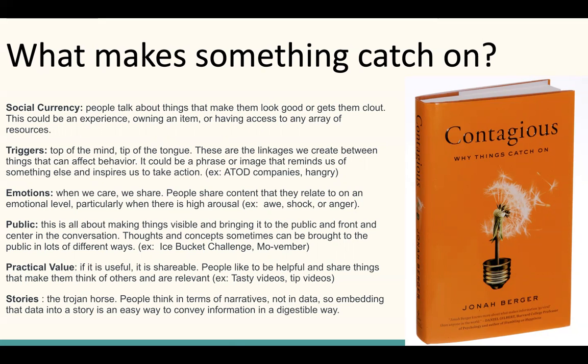Practical value. If it is useful, it is shareable. People like to be helpful and share things that make them think of other things that are relevant. This could be like tasty videos or tip videos. Stories. The Trojan horse. People think in terms of narratives, not in data. So embedding that data into a story is an easy way to convey information in a digestible way.